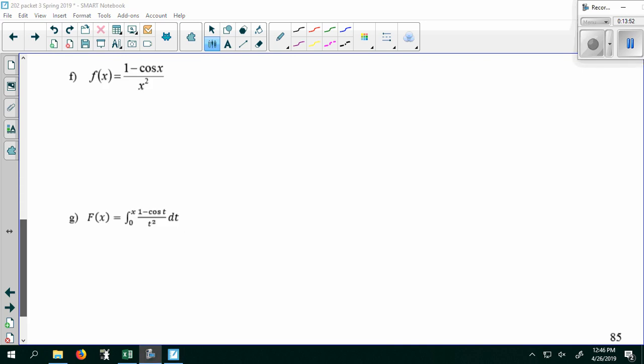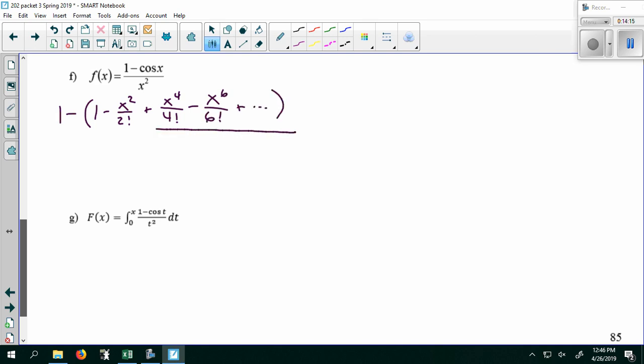Okay, I want a series for 1 minus cosine x over x squared. I know a series for cosine x, so I'm just going to plug it in here. So I'm going to do 1 minus, the series for cosine x is 1 minus x squared over 2 factorial plus x to the fourth over 4 factorial minus x to the sixth over 6 factorial plus dot, dot, dot, all over x squared. I'm going to distribute the negative and combine any like terms.